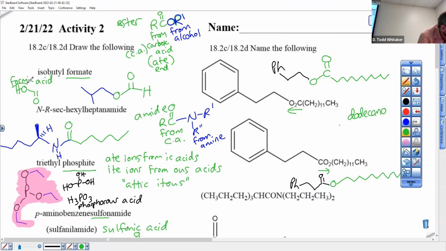And this one, formic acid. This one used to be dodecanoic acid, and it became dodecanoate with a group on it. A group on the O called a 2-phenyl ethyl. Make sure it's clearly 2 words.